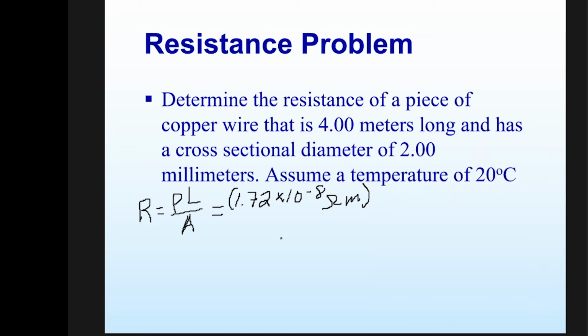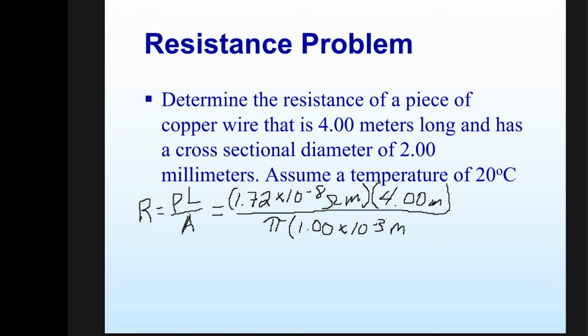All right, so there we go. And the length is 4 meters, so we're going to multiply that by 4 meters. And the cross-sectional area, they gave us a diameter. Well, I know the area of something is pi r squared. So pi, if 2 millimeters is the diameter, then the radius must be 1 millimeter, 1 millimeter squared. All right. Punch that into the old calculator.